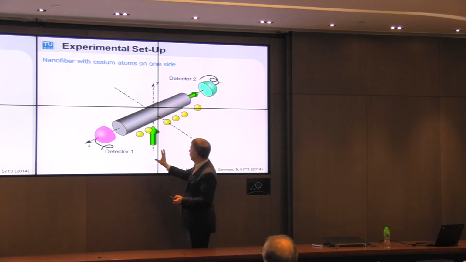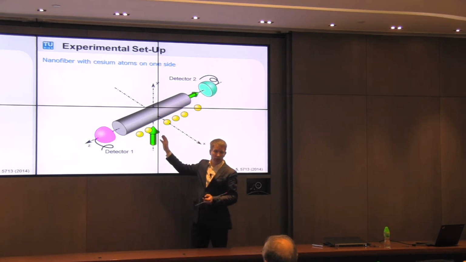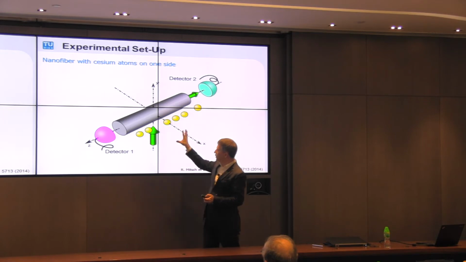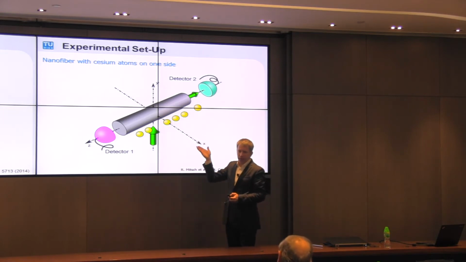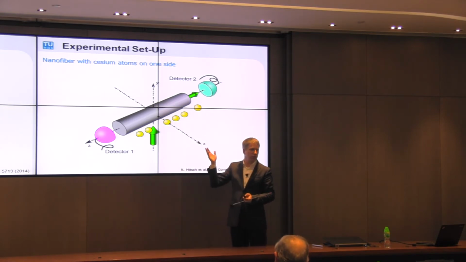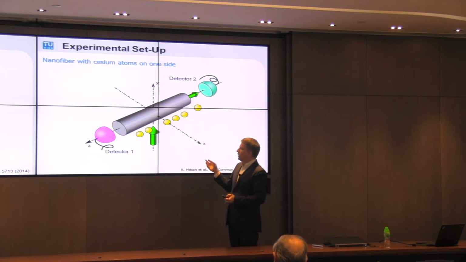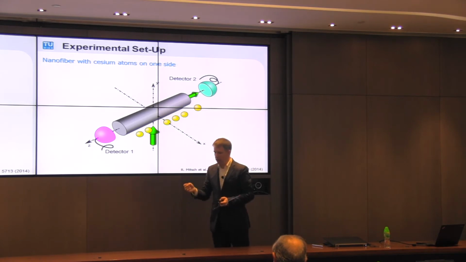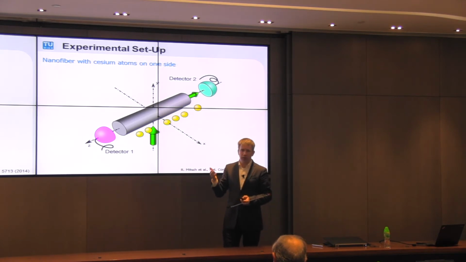Okay? And now we illuminate these cesium atoms from the side with a resonant light field. So if you look at it like that, you would say this is exactly the same experiment as the one you did with the gold nanoparticle. But there's an important difference between the gold nanoparticle and the cesium atoms, because the gold nanoparticle is a polarization maintaining scatterer.